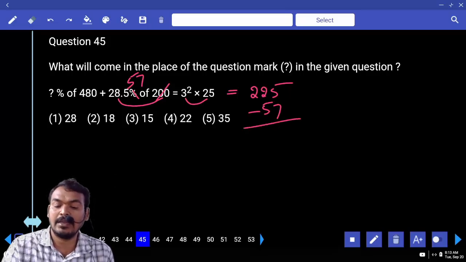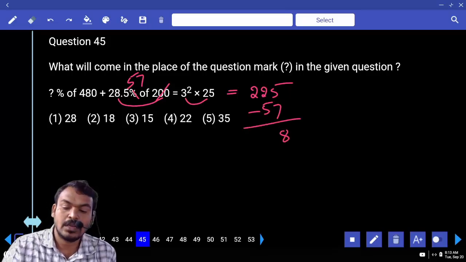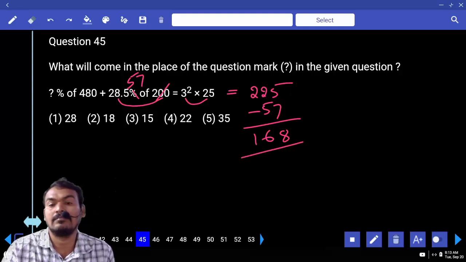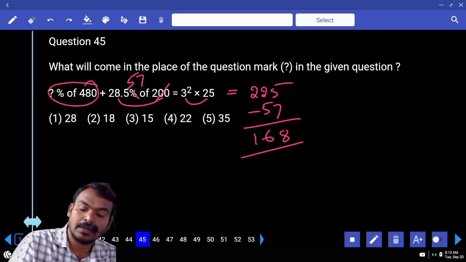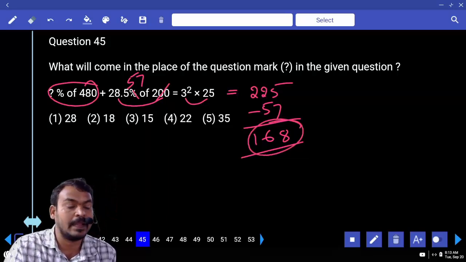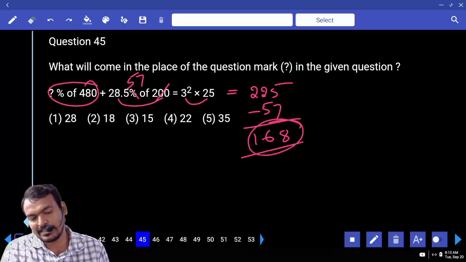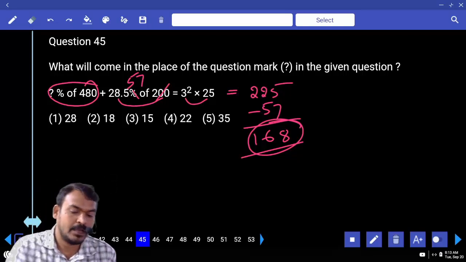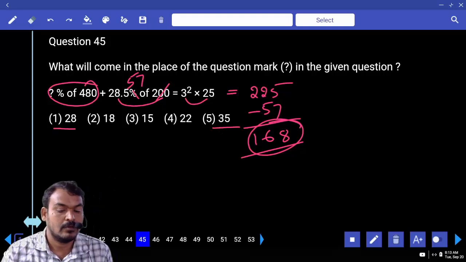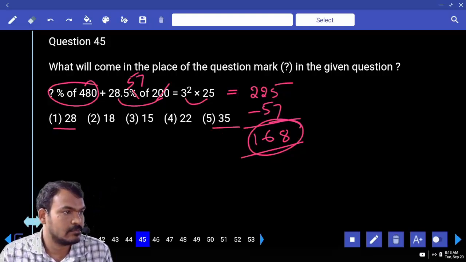Subtracting 15 minus 7, 8. 21 minus 5, 16 or not? It is 168. What percent of 480? It is equal to 168 or not? Okay. 168 is 7 multiple. How many options are 7 multiples? 2 options or not? Okay.